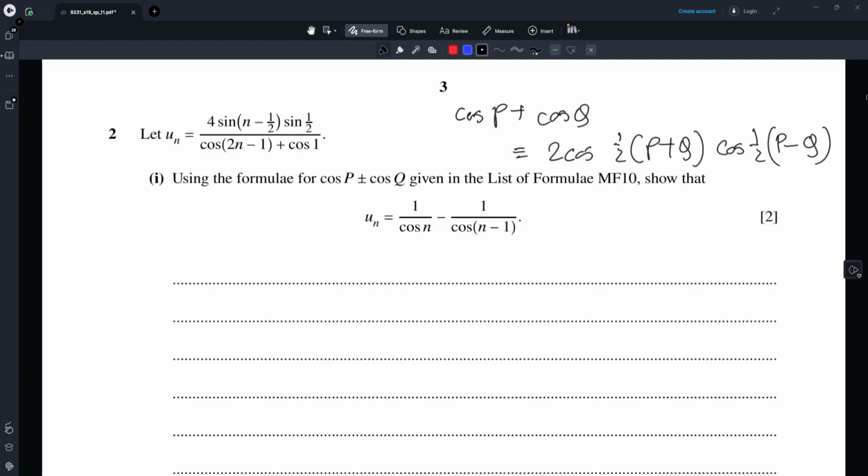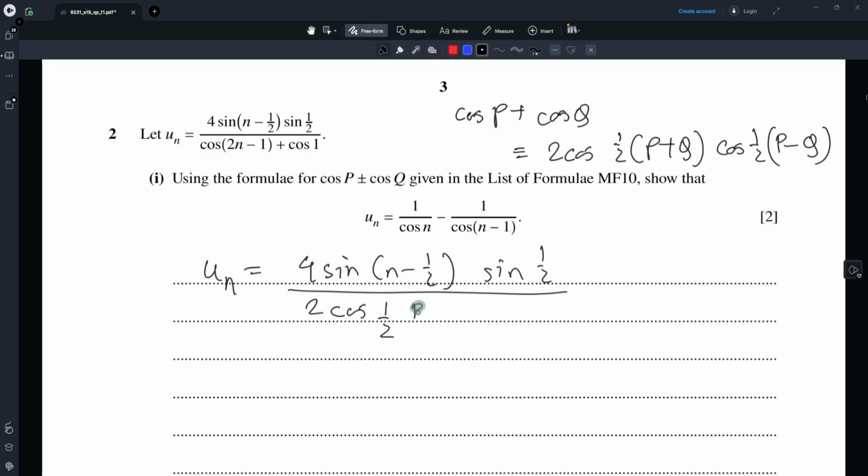Let me see what I have. So Un equals 4 sine n minus half sine half by 2 cos half 2n minus 1 plus 1, cos half 2n minus 1 minus 1. So I have here four sine n minus half sine half.